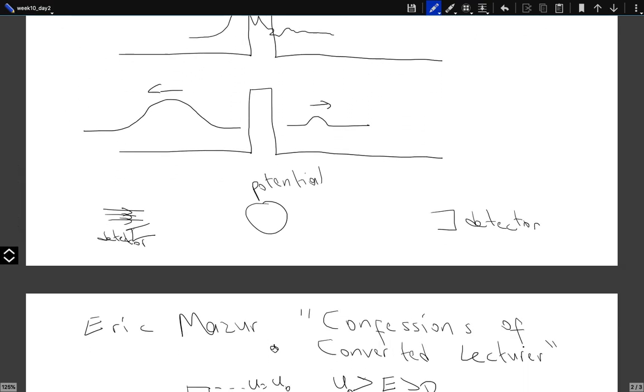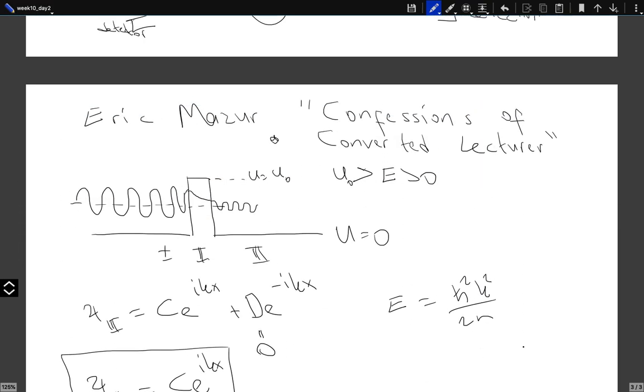But in this problem, my particles are coming from infinity. I'm not modeling the source. So I'm just assuming they are coming from infinity. If they reflect back, they will be going back to infinity. If they go to the other side, again, they will go to infinity.